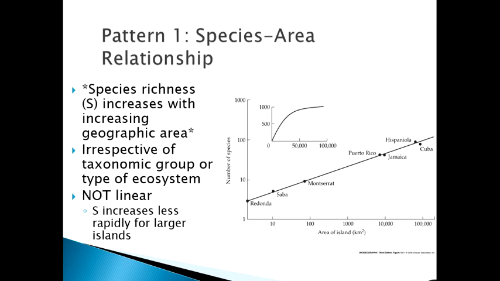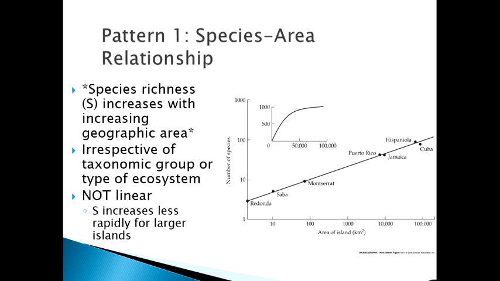The first one's pretty simple. It simply is that there is a species-area relationship. And this is pretty important. There are some people that claim that this ecologic biogeographic pattern actually predates Humboldt's latitudinal diversity gradient pattern as being the first ecologic pattern noted.